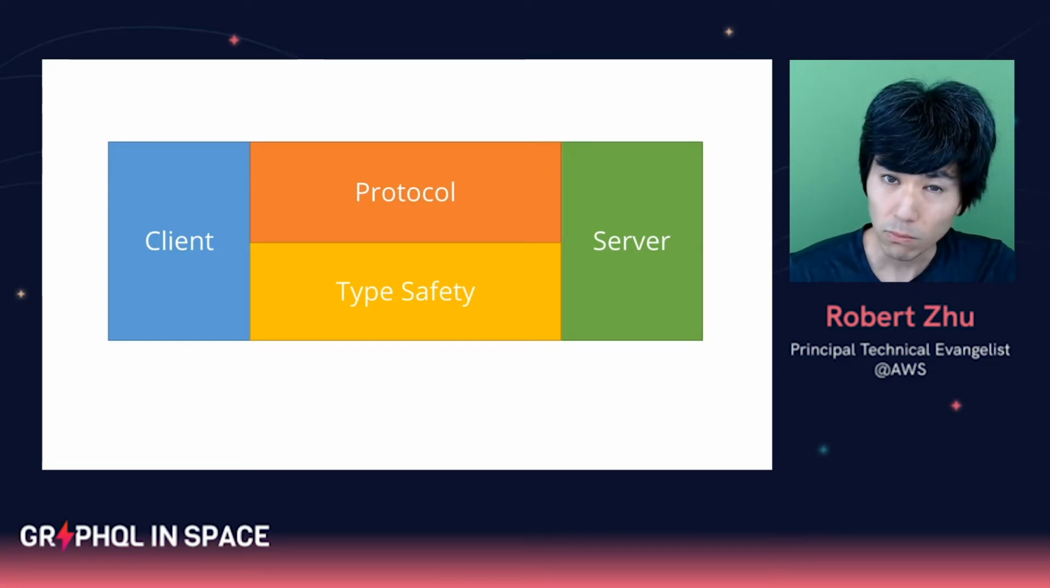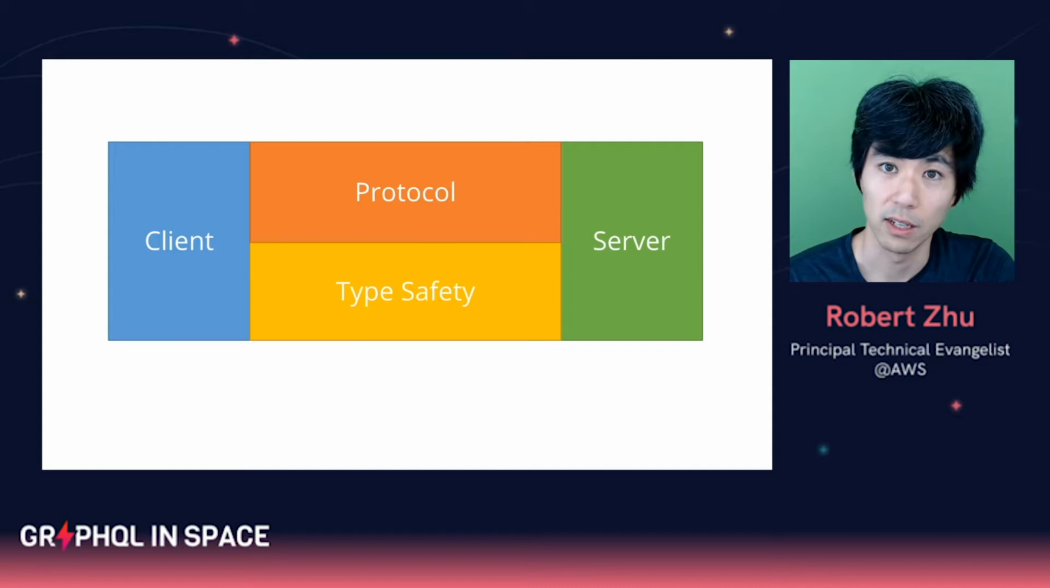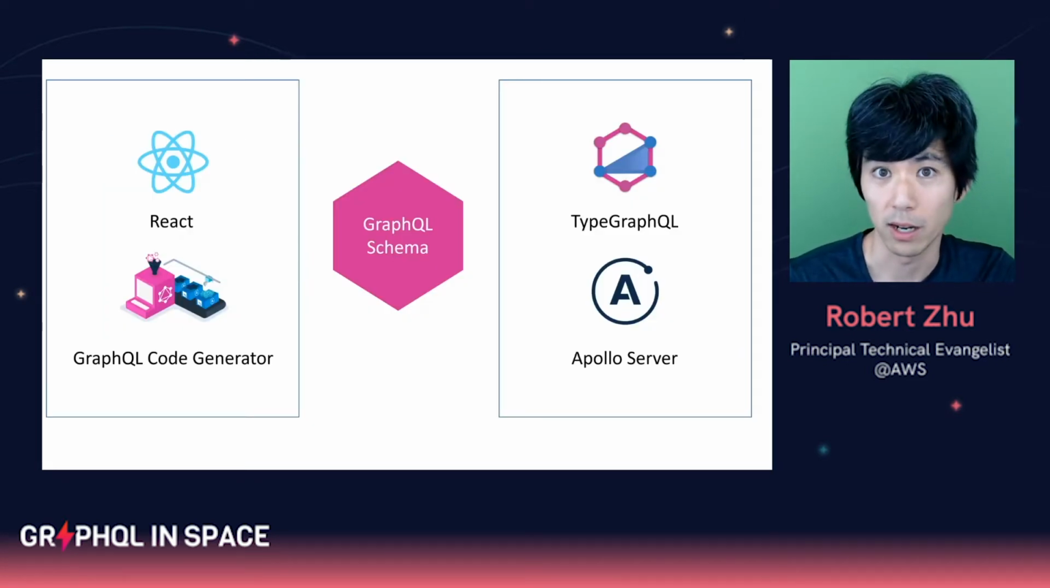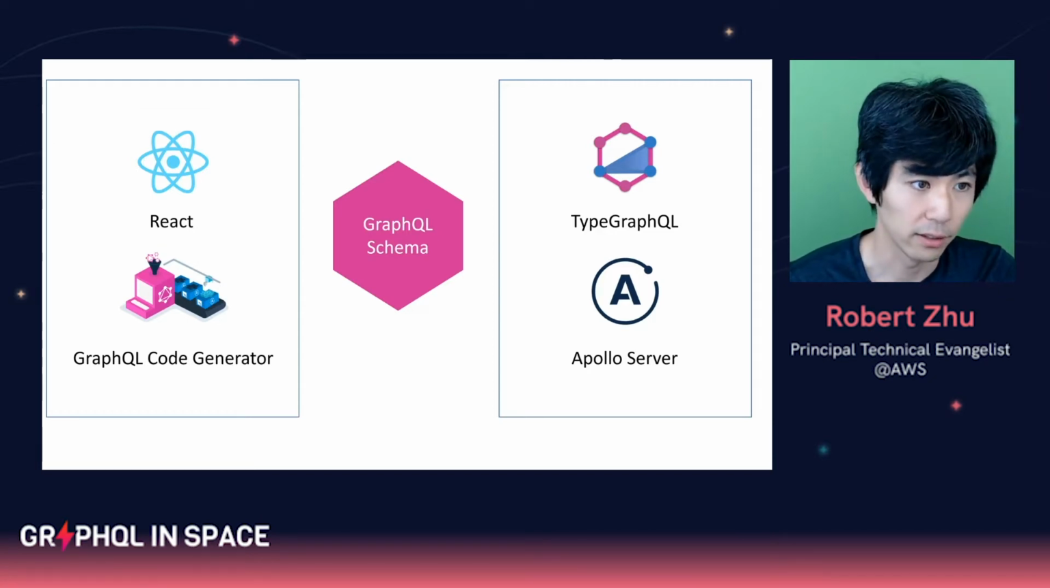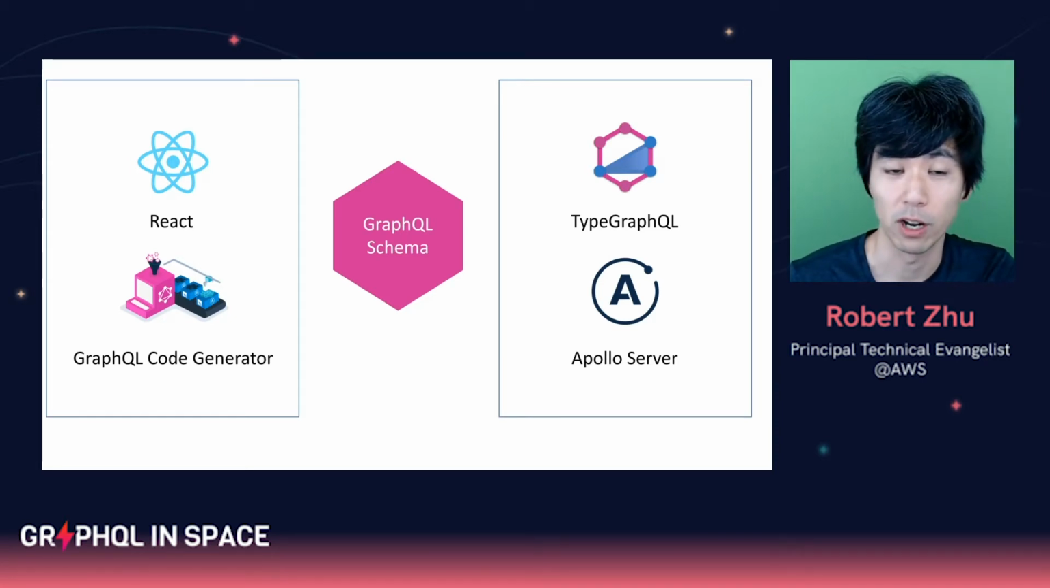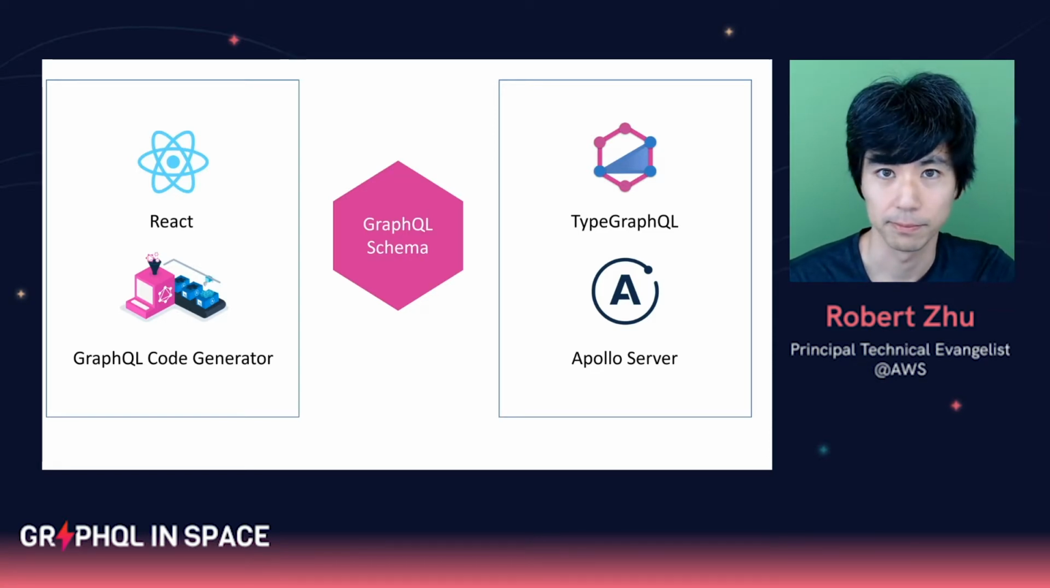Now, it's no coincidence that I call out type safety, and type safety happens to be one of the superpowers of GraphQL. So here's what an application of GraphQL might look like when you fill out those boxes. On the client, you might have a web application built with React. And on the server, you might have a GraphQL endpoint built with TypeGraphQL and Apollo Server. And of course, tying together both of these components is your GraphQL schema, your definitive type system that spans the client and the server.